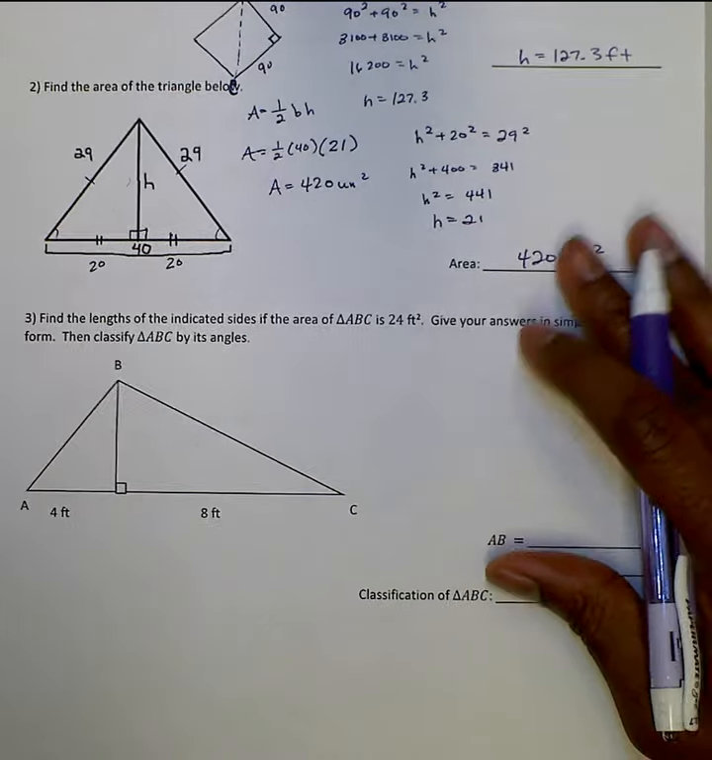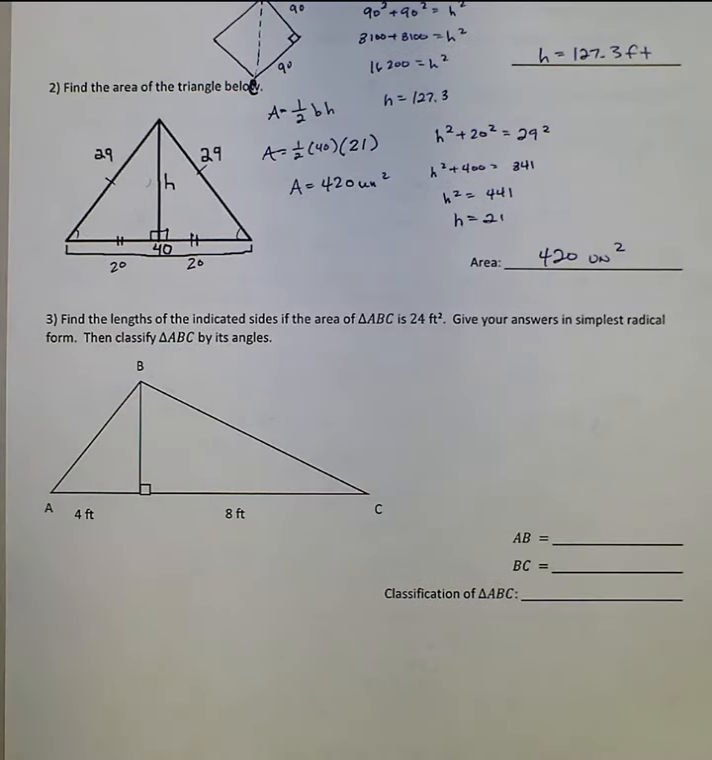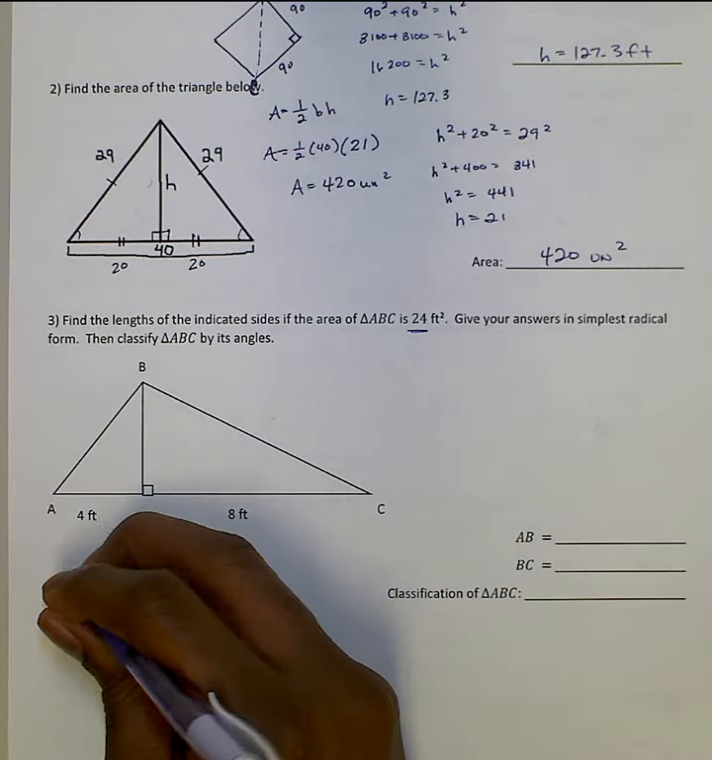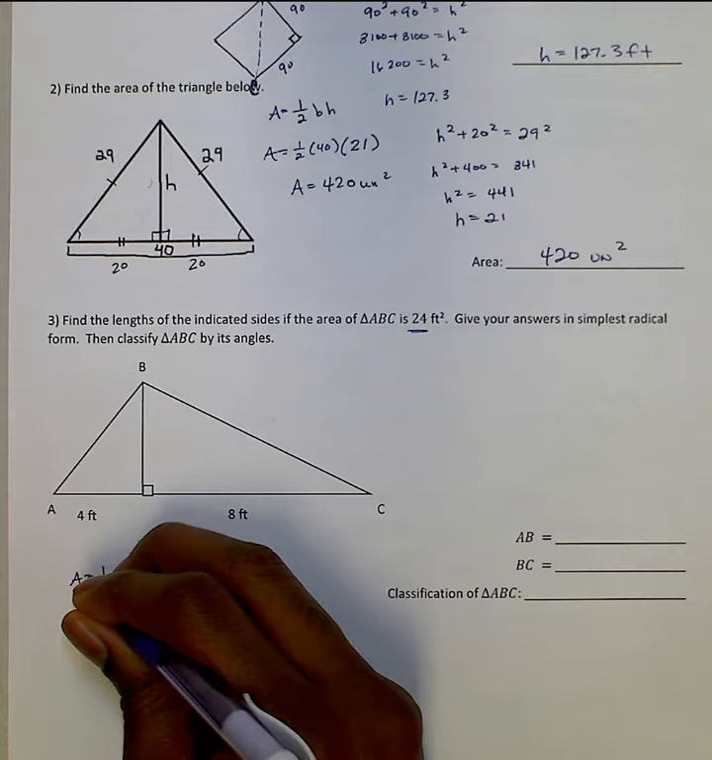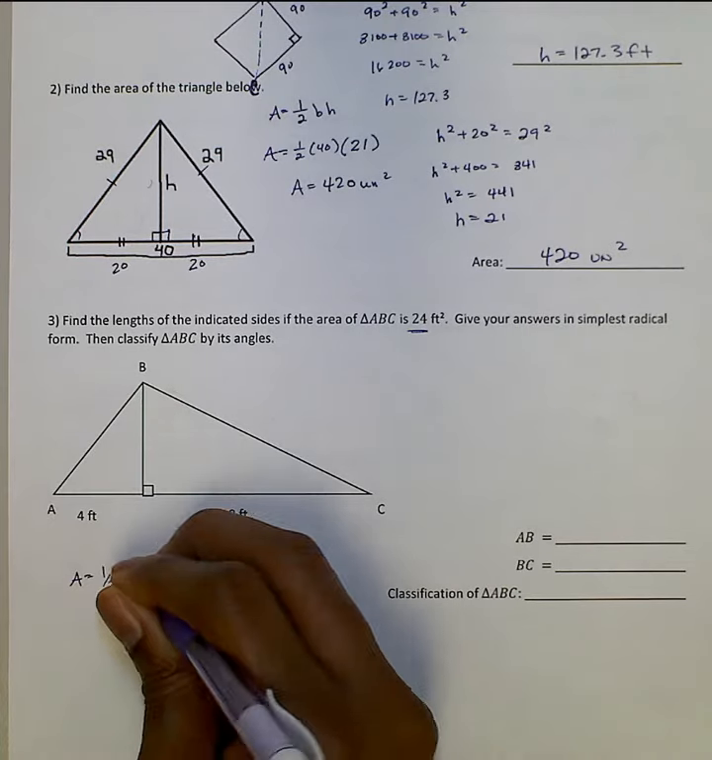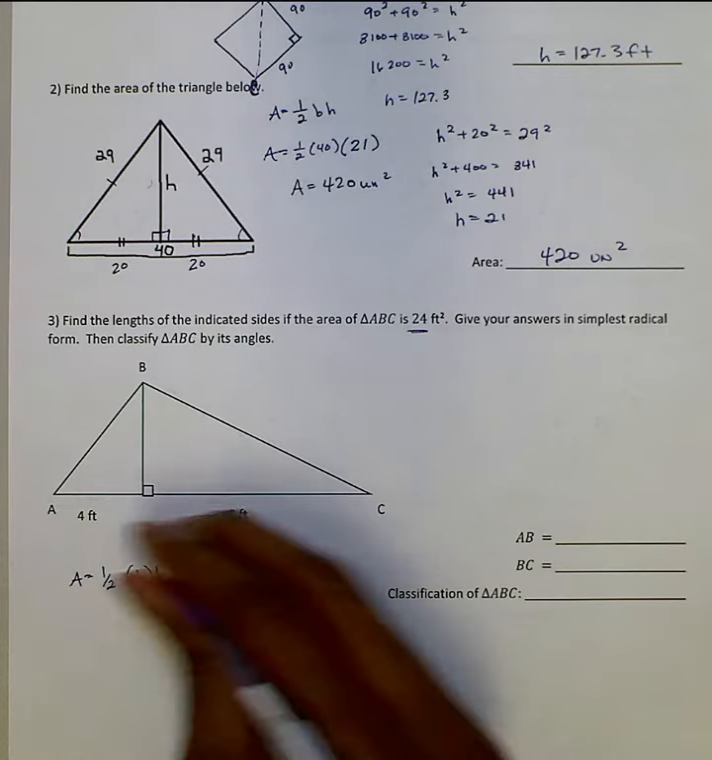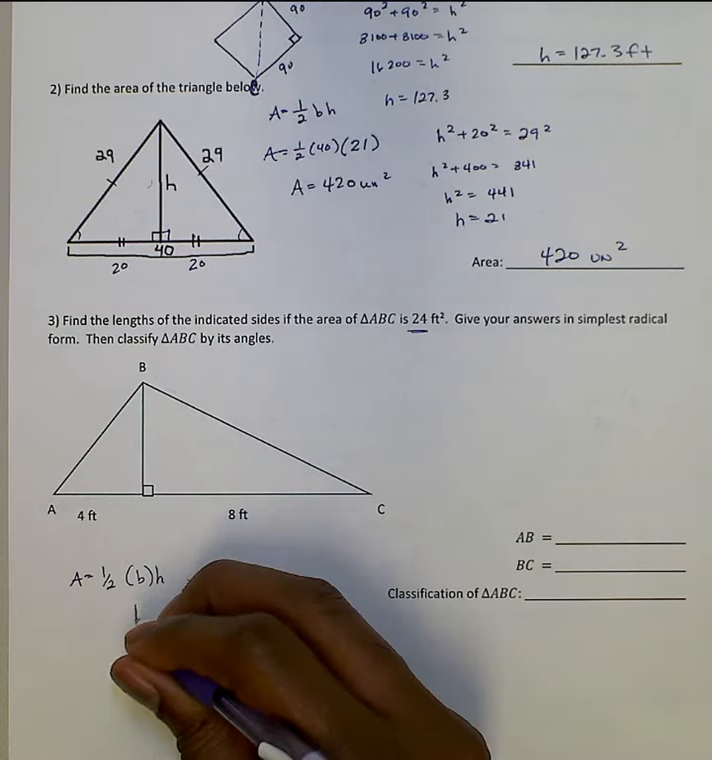Alright, final problem here. It says find the lengths of the indicated sides if the area of triangle ABC is 24 feet squared. Give your answer in the simplest radical form. Then classify triangle ABC by its angles. So here we go. They gave us the area. We know that area equals 1/2 base times height. Okay, so we know the base. The base is 4 plus 12. Or sorry, 4 plus 8, which is 12.